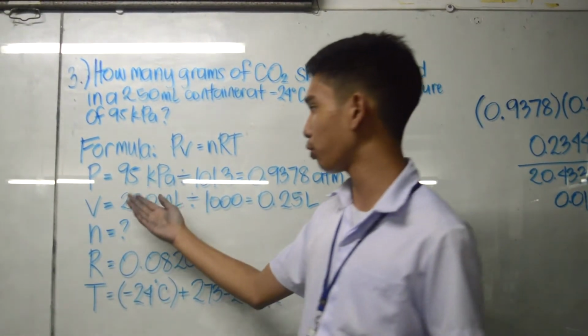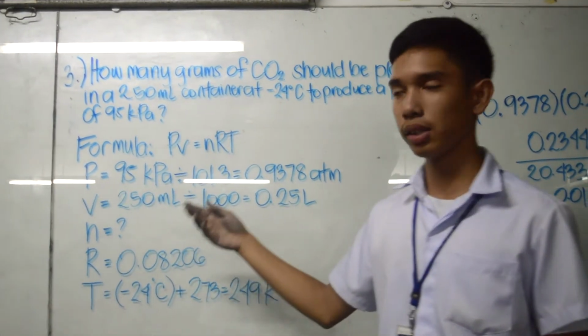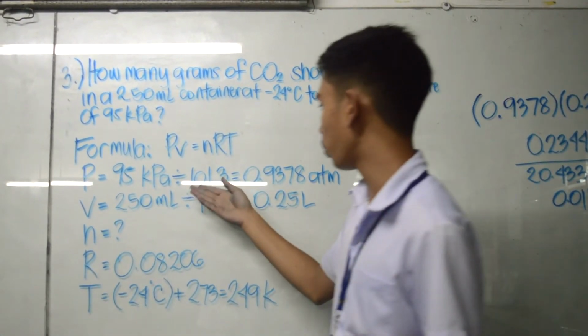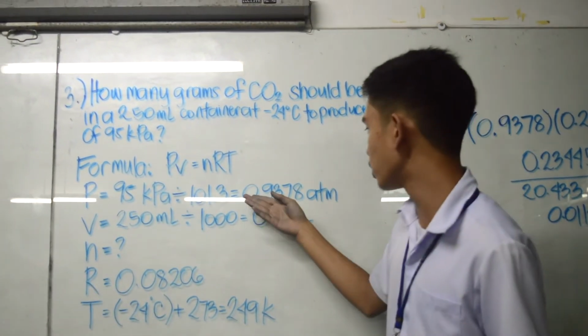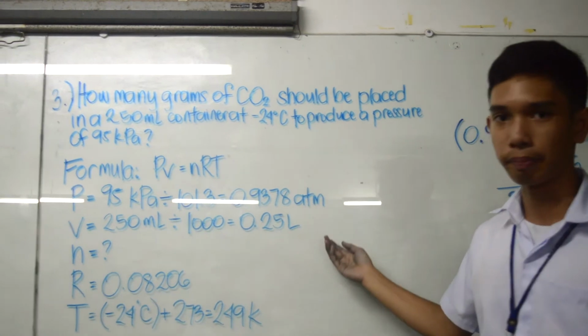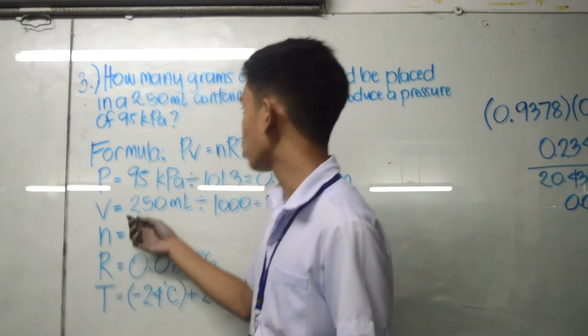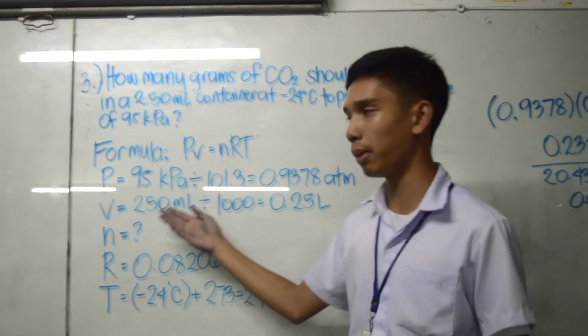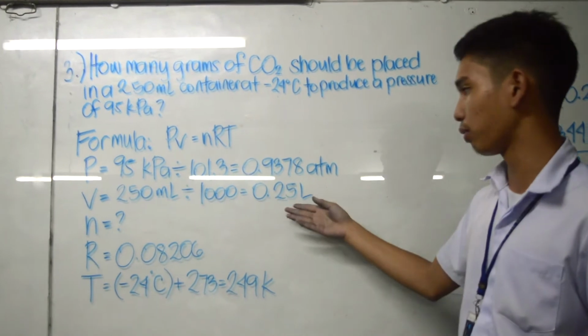The given information for pressure, which is P, is 95 kPa. But since it is in kPa, we need to divide it by 101.3 to make it into ATM. So the answer would be 0.9378 ATM. The second information given is the V, which is volume. The volume given is 250 ml, so we need to divide it by 1000 to get 0.25 liters.